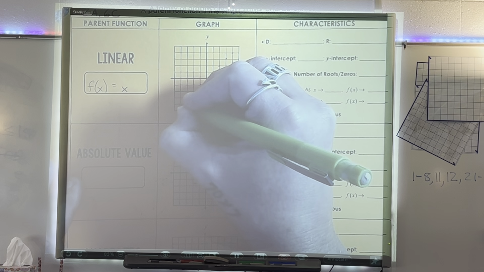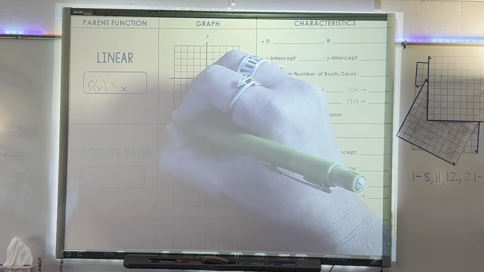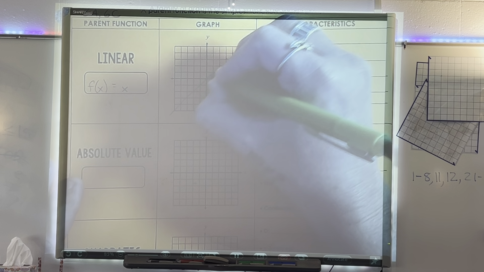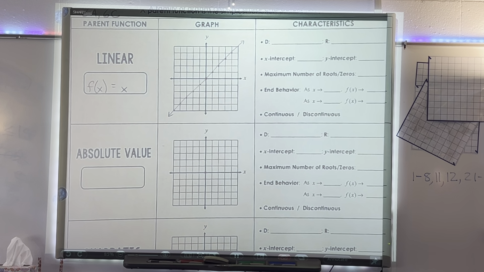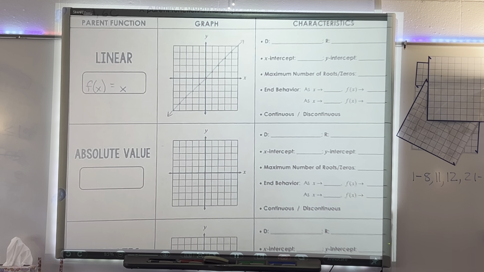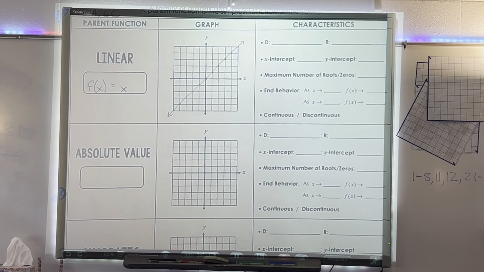Y'all heard me say this before, every graphical equation that we look at comes from a parent function. The parent for a linear is y equals x. Everything else is just some transformation of that. We either increase the slope, making it steeper, decrease the slope, making it flatter, put a negative in front, flipping it over, or add or subtract some value at the back, making it move up or down the y-axis. So that's basically where we're at.